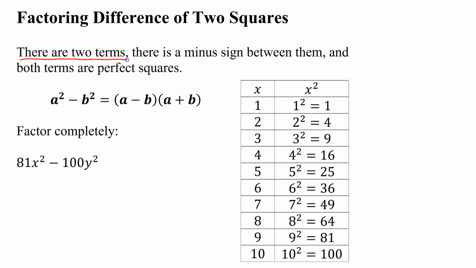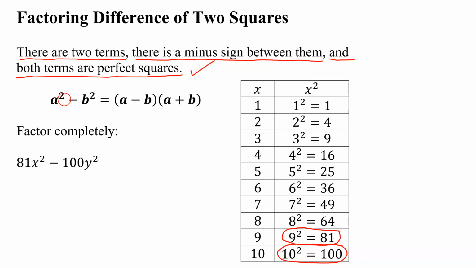There have to be two terms. I've written my problem down here again. Well, I definitely have two terms. There's a minus sign between the two terms. Yes, I have that too. And both of the terms have to be perfect squares. Well, 81 is 9 squared. X squared is a perfect square. 100 is 10 squared. And y squared is a perfect square. So yes, this meets all the conditions. It's the difference of two squares.